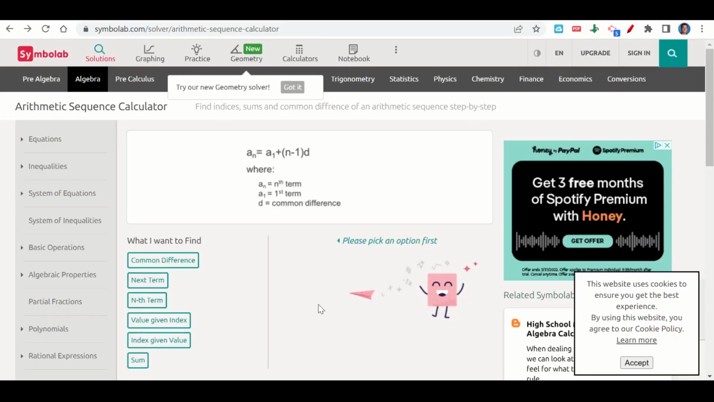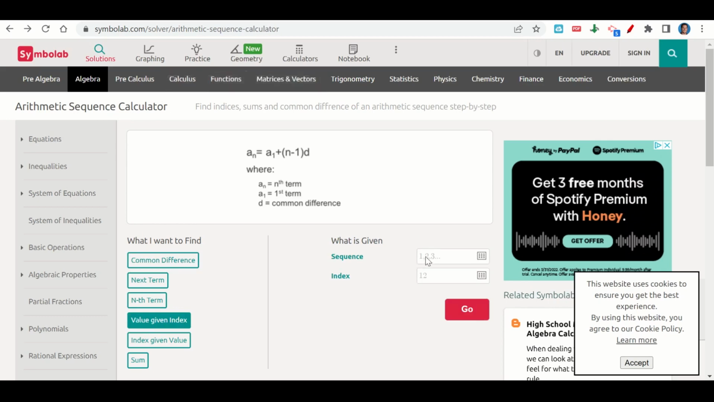Let's take a look now at how we can check our work using Symbolab to find a given term in an arithmetic sequence. So we go to Symbolab and we go to the arithmetic sequence calculator, and we're going to click on the one that says value given index. So I'm going to click on that one, and it asks us for the sequence. Now it prefers to receive the sequences in terms of numbers. So if they give you the equation, that's okay. Just find the first 2 terms. That's all you really need.